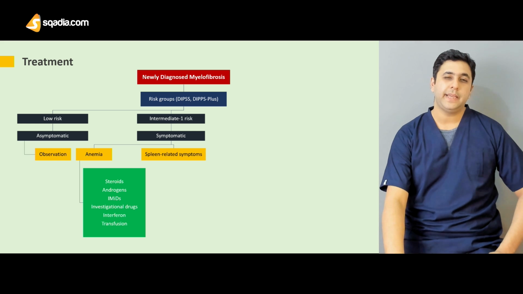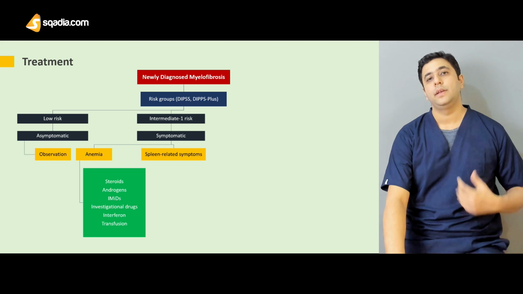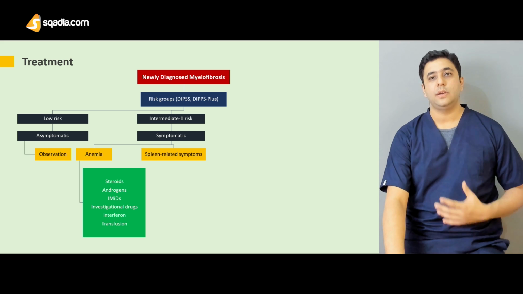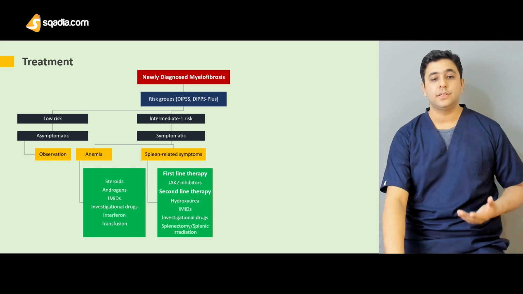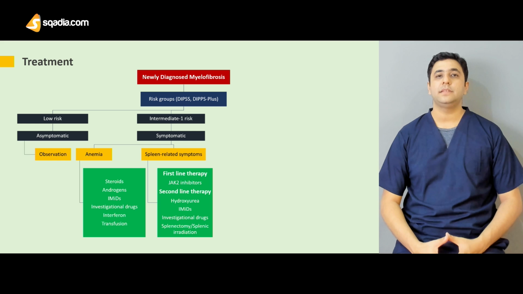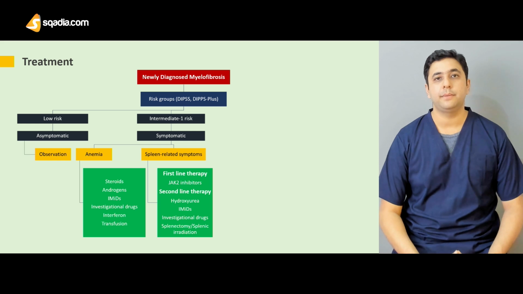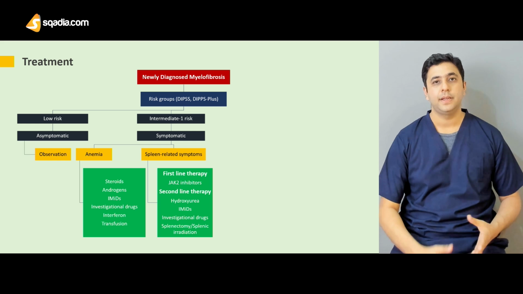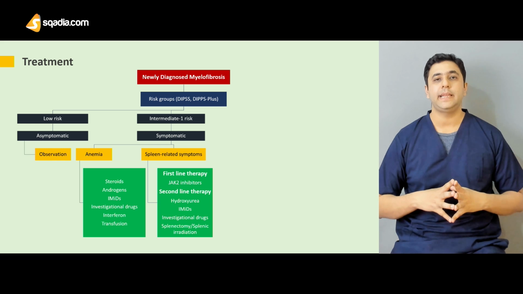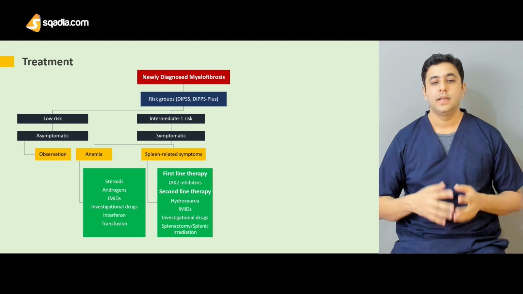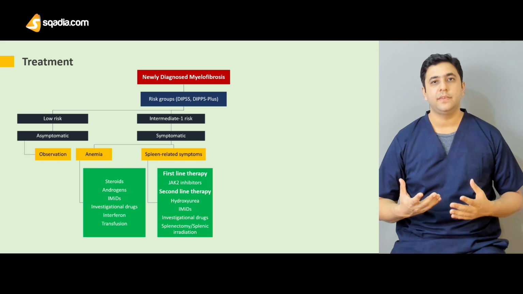If we have a spleen enlargement and the patient develops spleen-related symptoms like increased satiety or organomegaly, leading to portal hypertension or ascites, then the first-line therapy is a newer drug, a JAK2 inhibitor called ruxolitinib. It has shown very good results, specifically in controlling the spleen size or the spleen-related issues. That has been found to be effective in a large number of patients.